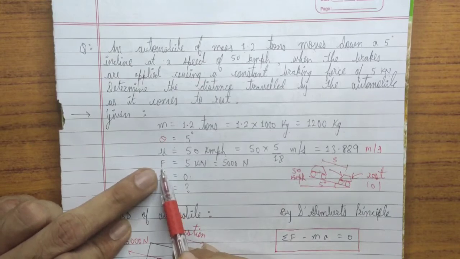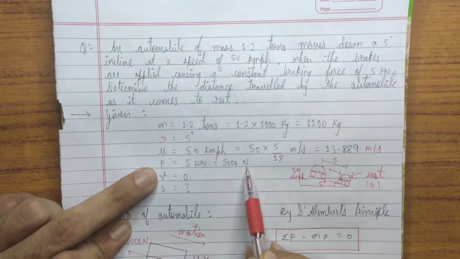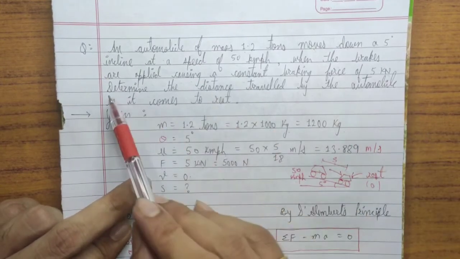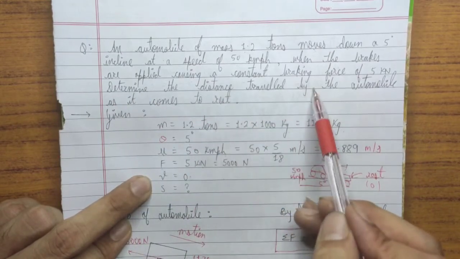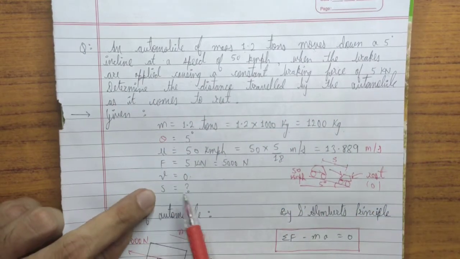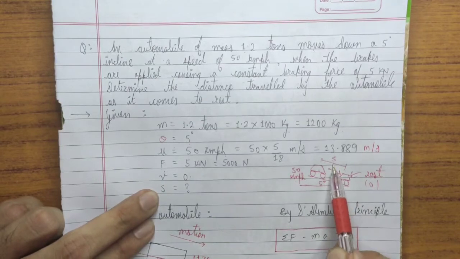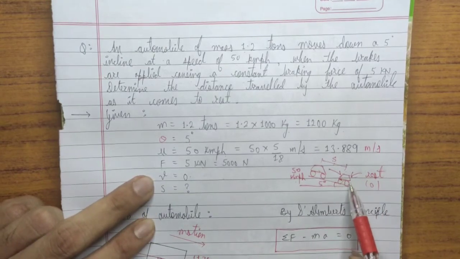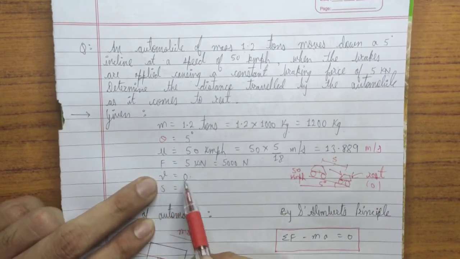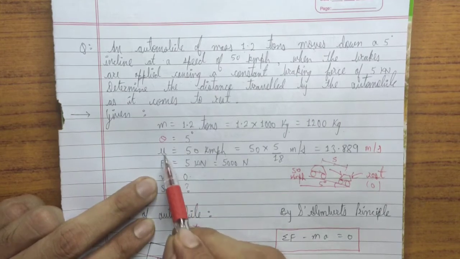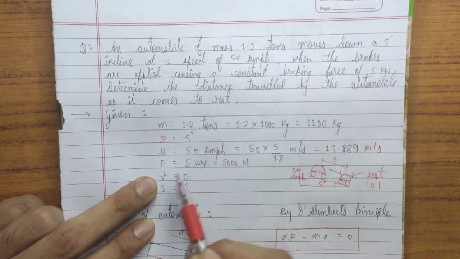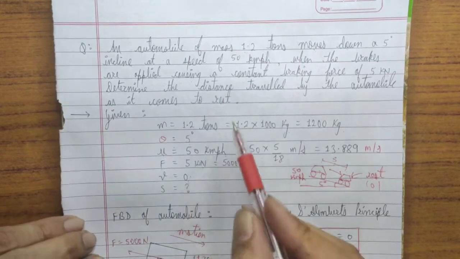Okay, so F is also given, it is 5 kN, that means 5000 Newton. Determine the distance travelled by the automobile. So what you have to determine? S. Okay, you have to determine S, and also it is coming to rest, that means the final velocity will be V and it is equal to 0. Okay, initial is U which is 50 km per hour and final is V which is 0. So these are the given conditions.